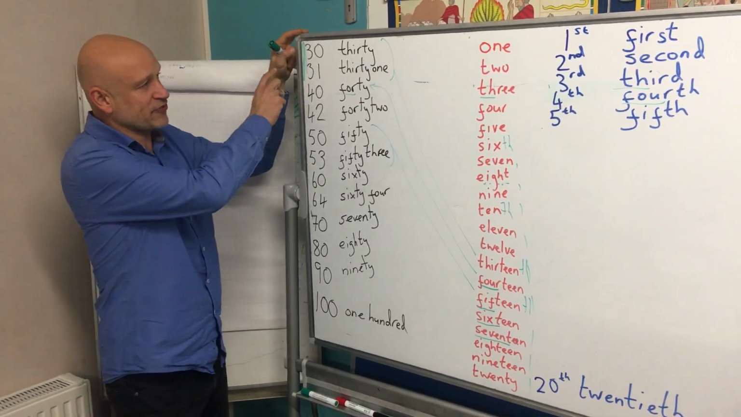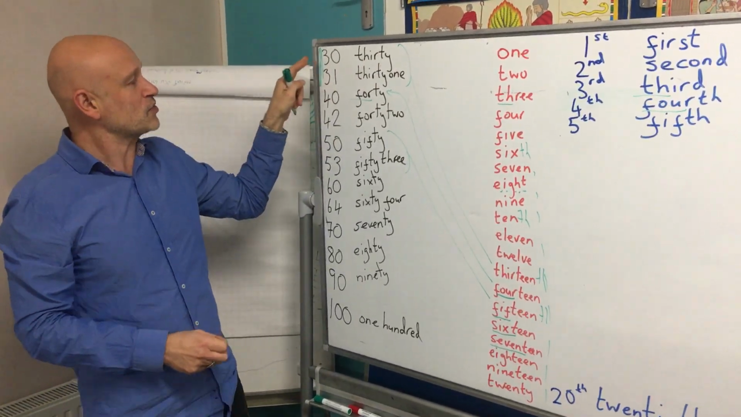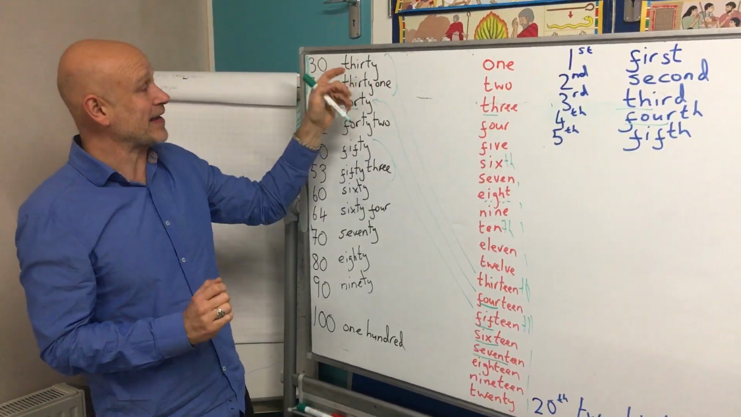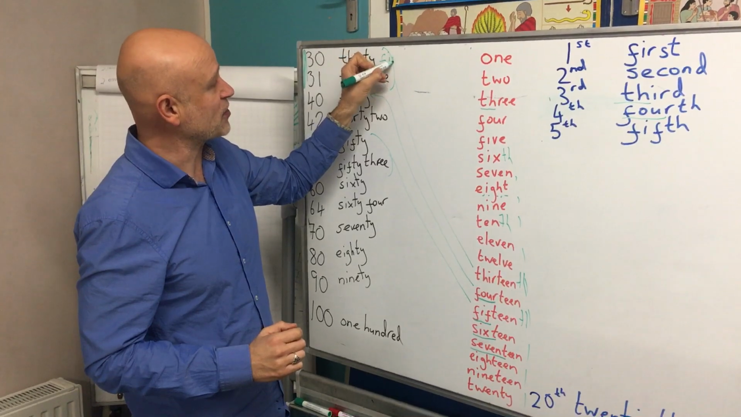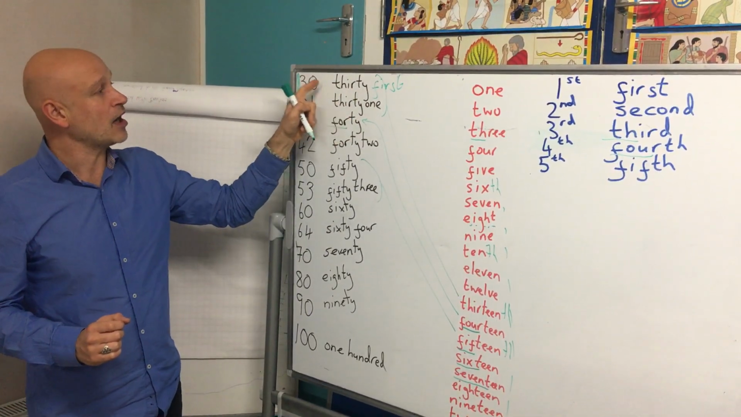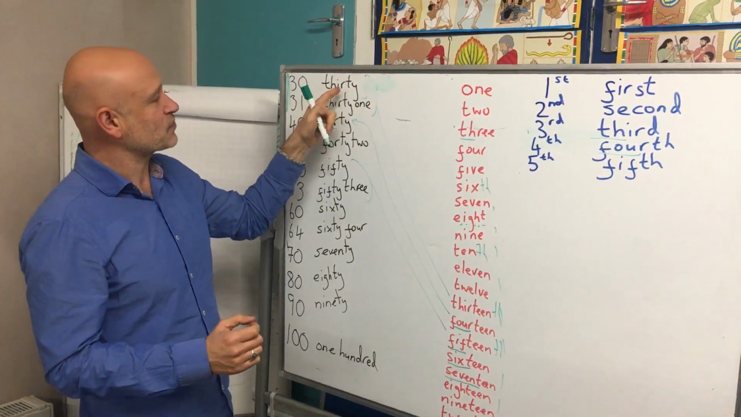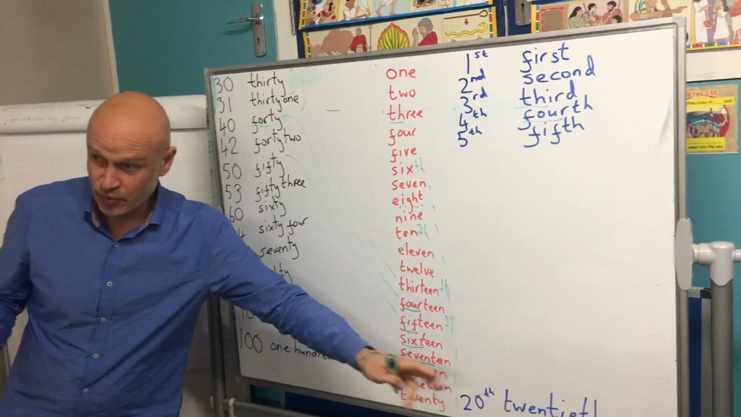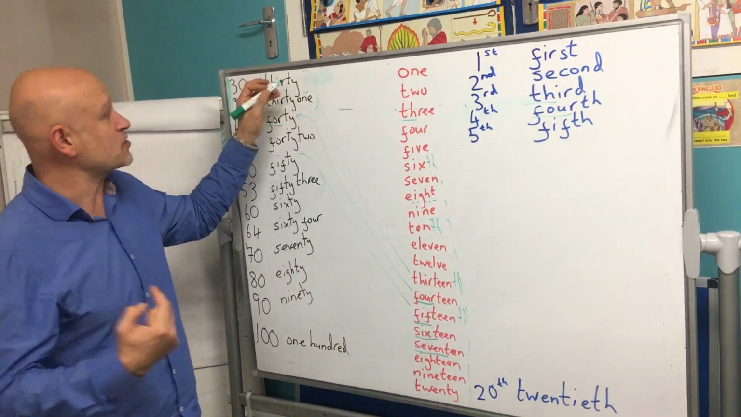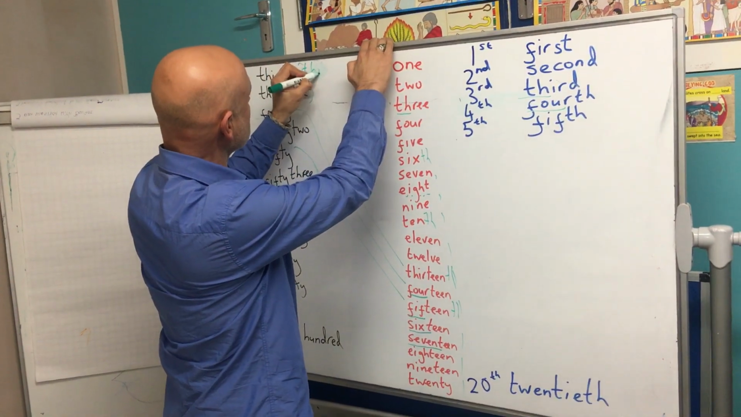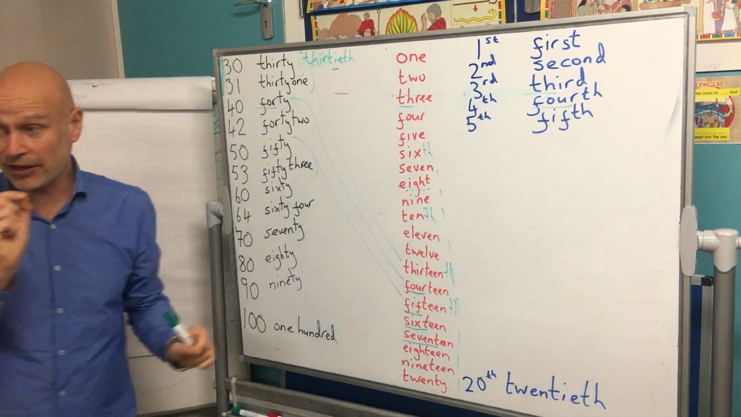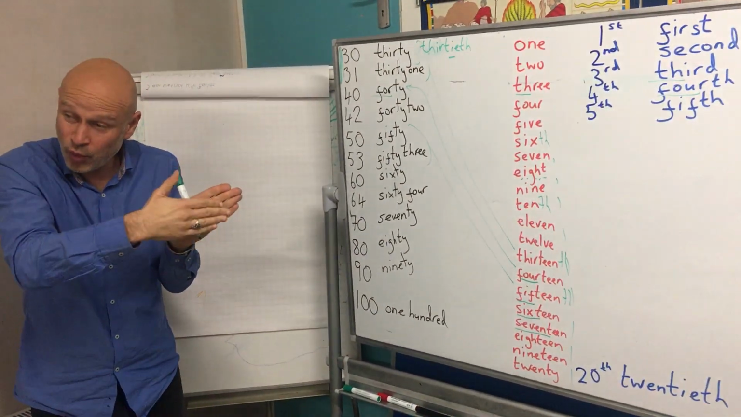So take 30, for example. When we want to say 31, but in this way, we need to say 31st. 30, just like 20th, when we change the spelling to 30th, we need to take away the Y. So it would look like this. 30th. We need to remember that I. Because it's a consonant and Y, we change it.